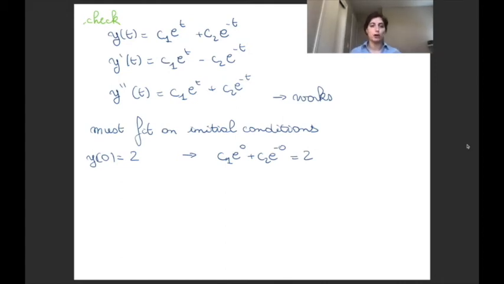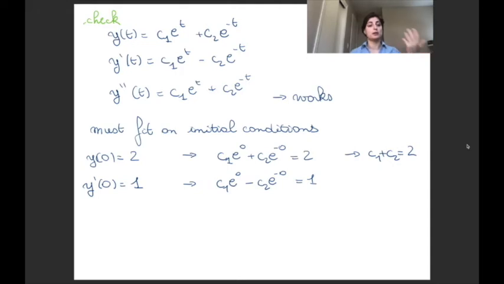So we know that y has to be 2 at 0. So we want our y computed at 0 to be equal to 2. So c1 exponential of 0 plus c2 exponential of minus 0 is equal to 2. That gives us that c1 plus c2 is equal to 2. We also want y prime at 0 to be equal to 1. So we have c1 exponential of 0 minus c2 exponential of minus 0 is equal to 1.